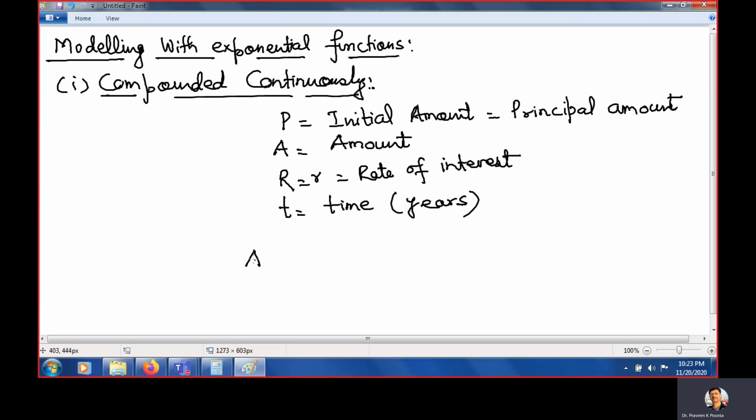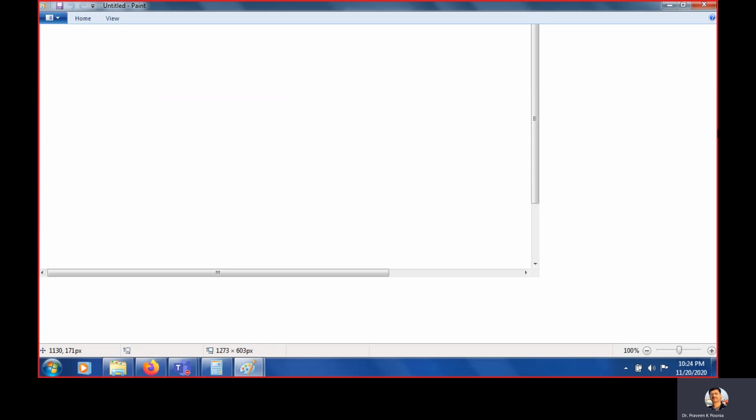The formula is A equal to P e to the power RT, and for rate of interest, please remember, it is R in percent. R percent means R upon 100. So remember, because here we are using the value R, we are not using R percent. So rate is in percent. Percent means for every 100, and every 100 means you need to divide by 100. Then you will be able to get the value of R.